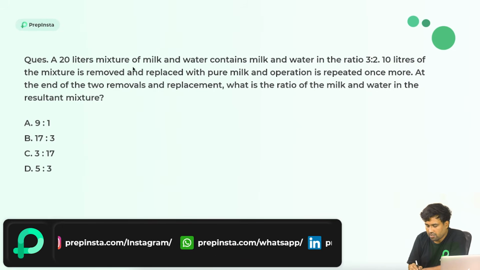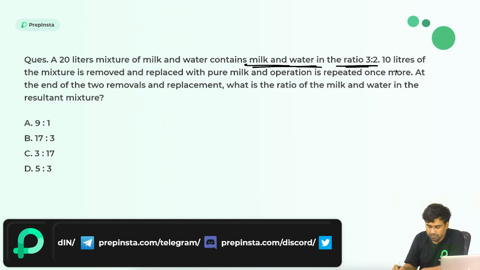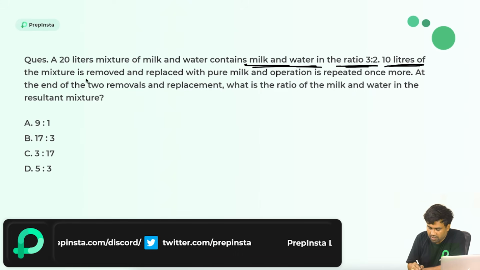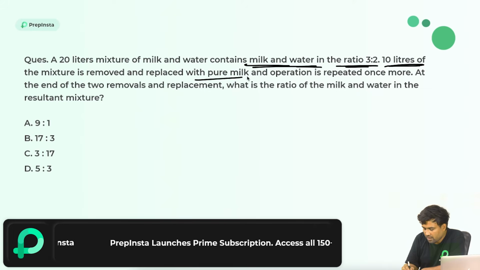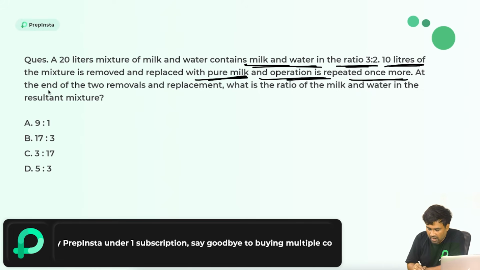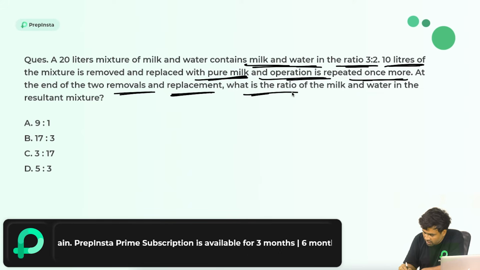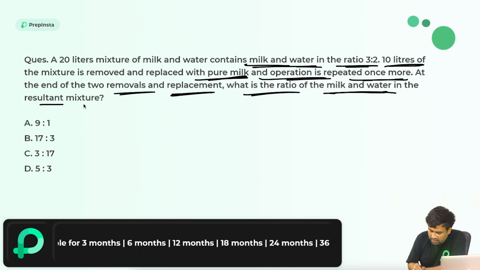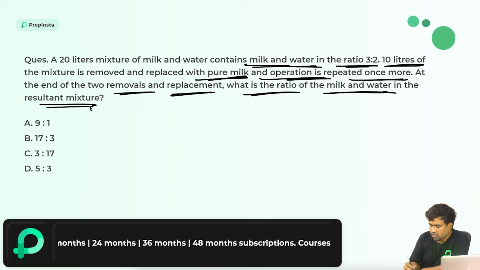A 20 liters mixture of milk and water contains milk and water in the ratio 3:2. 10 liters of the mixture is removed and replaced with pure milk, and the operation is repeated once more. At the end of the two removals and replacements, what is the ratio of milk and water in the resultant mixture? Okay, just look here, guys.